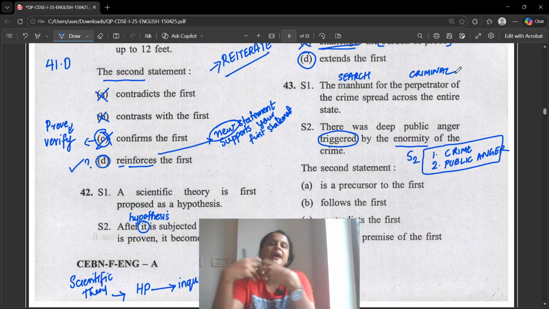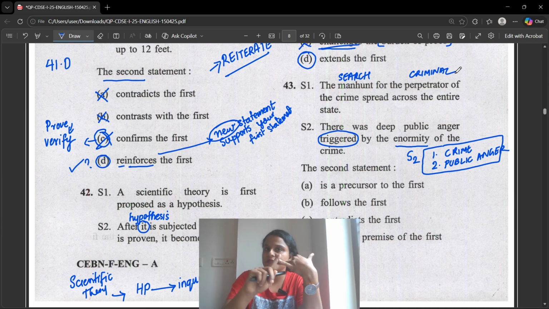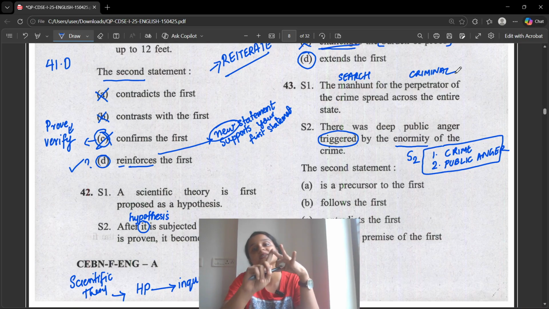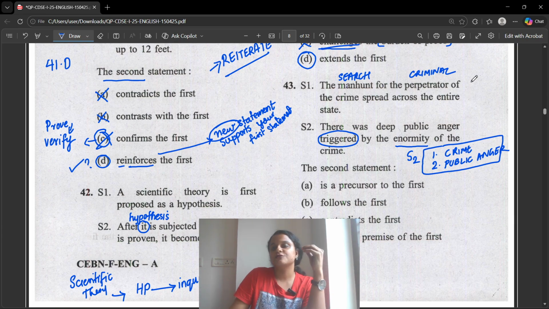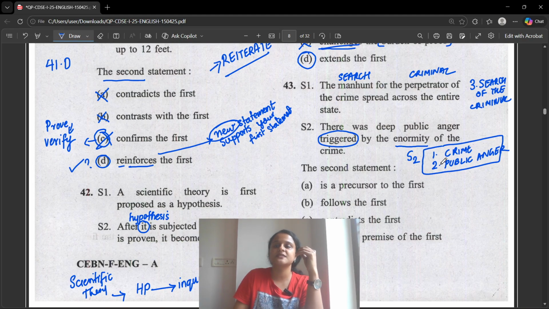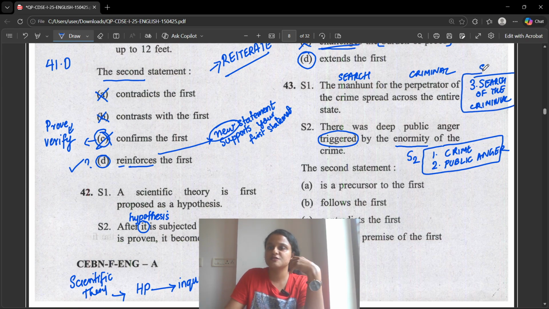So the search for the man began. Now think about it. What would have happened first? First, crime happens, then public anger increases, and eventually a search for the criminal starts. Right? So this is where you're talking about the search. So can I write search as the third event? Search for the criminal. That is the next event. So first crime happens, public anger begins, and then this happens. Search for the criminal happens, which is said in statement number 1.